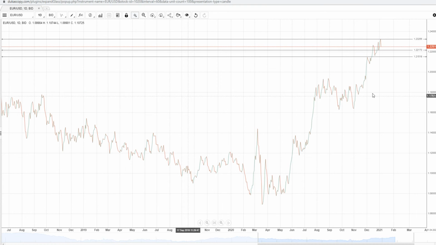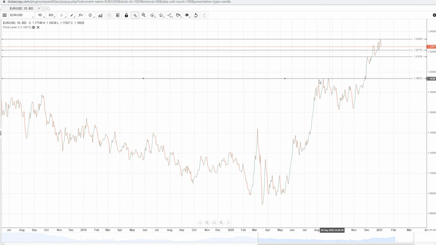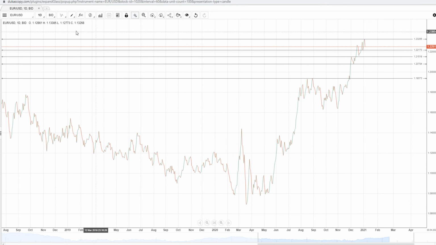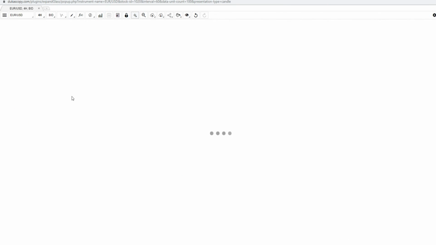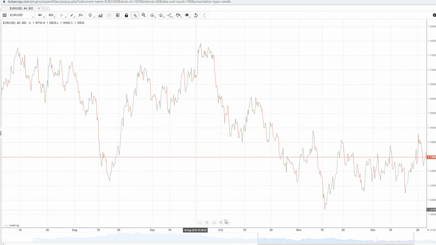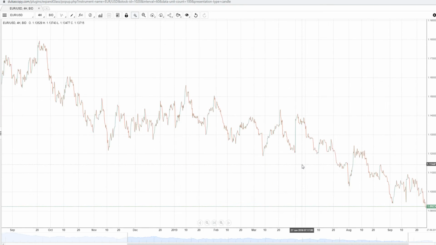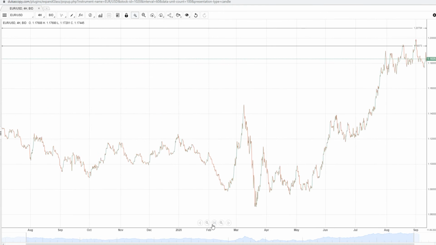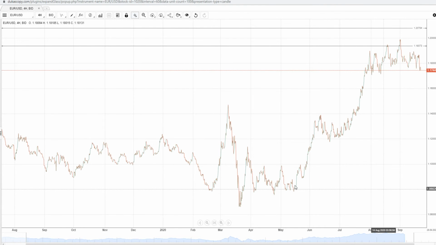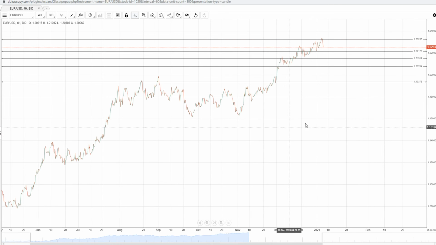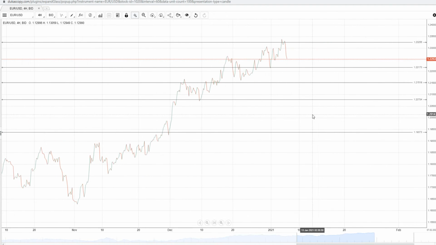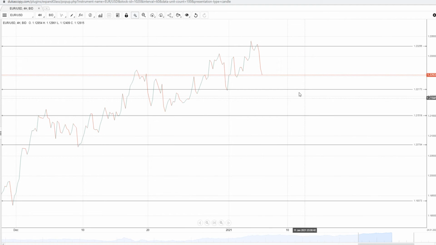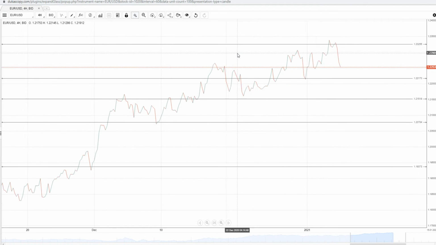I can still see more support that will become support next time. This was previous resistance, likely to be support, and this other support area is that region. So I already marked it on the daily time frame. I'll go to the 4 hours time frame, and on the 4 hours time frame I will try to readjust it.